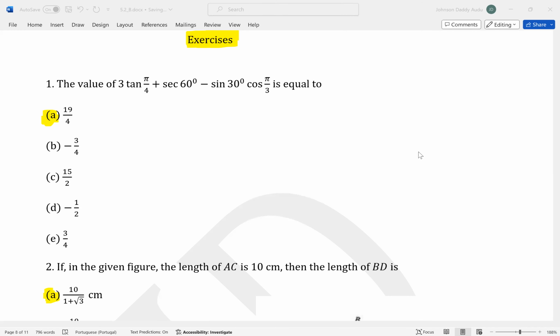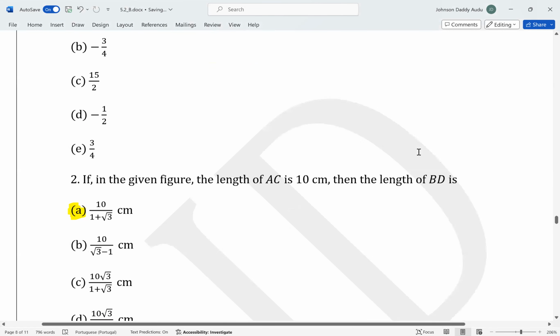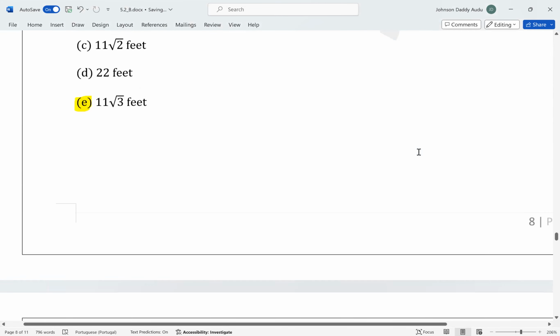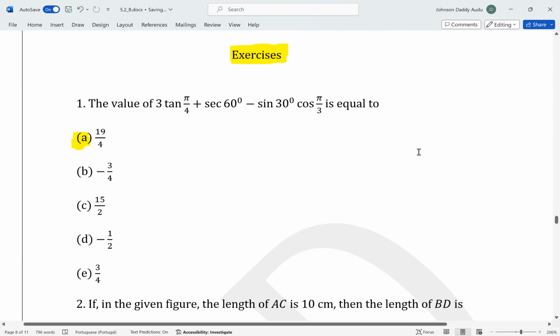Hello. So in this video, we'll be looking at the exercises. We have maybe close to 10 questions. So find the value of this. Here we just apply what we discussed earlier.